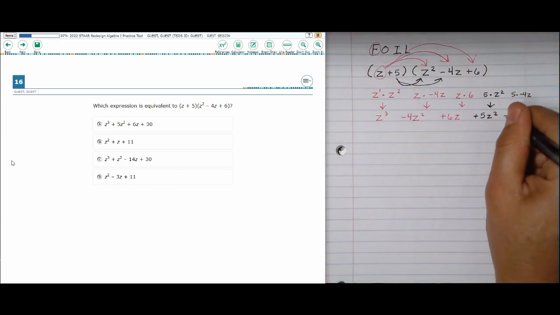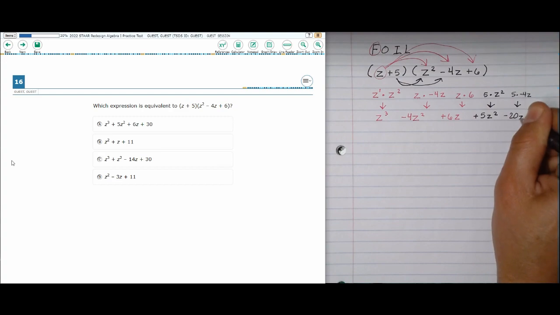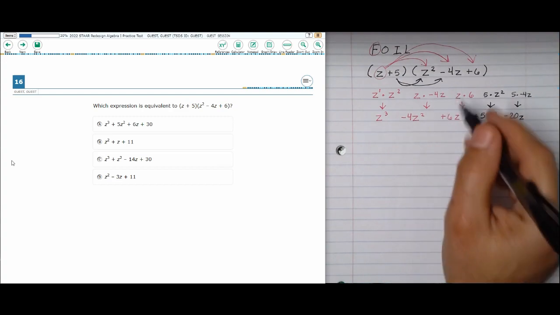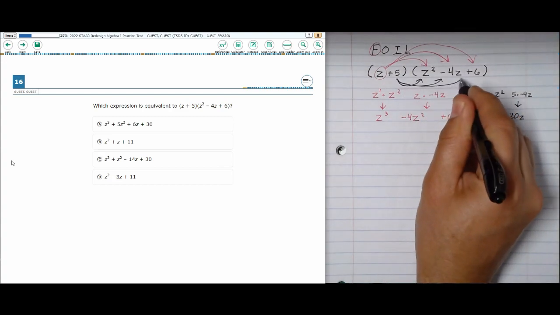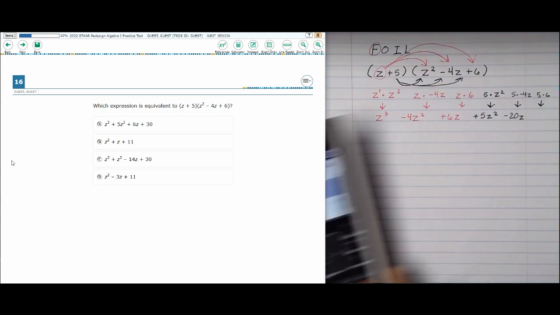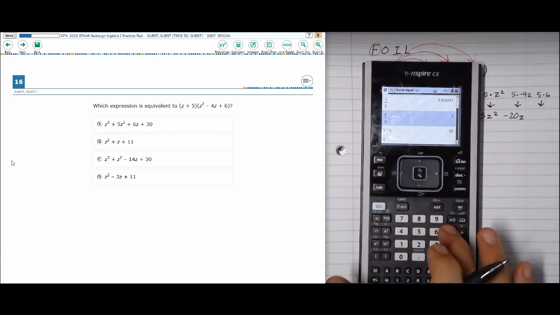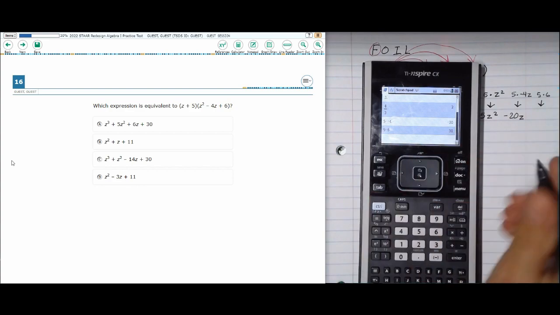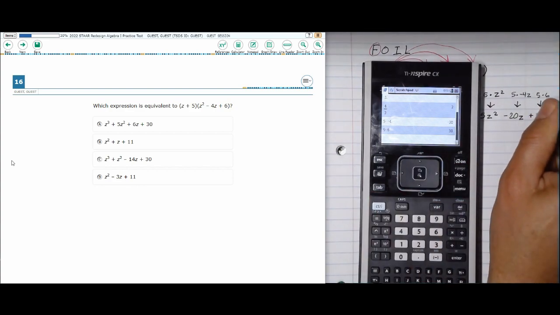So I'm going to write this as -20z. And the last one is we have to take this 5 and multiply it to the +6. So 5 times 6. If I get my calculator, I do 5 times 6. It gives me 30. So that's a +30.